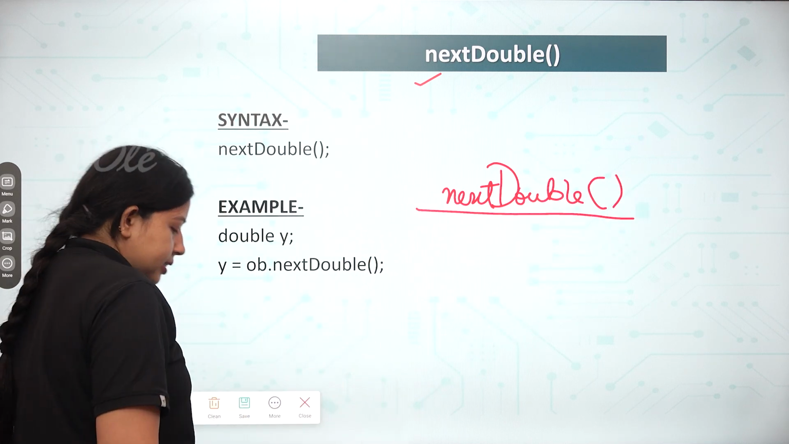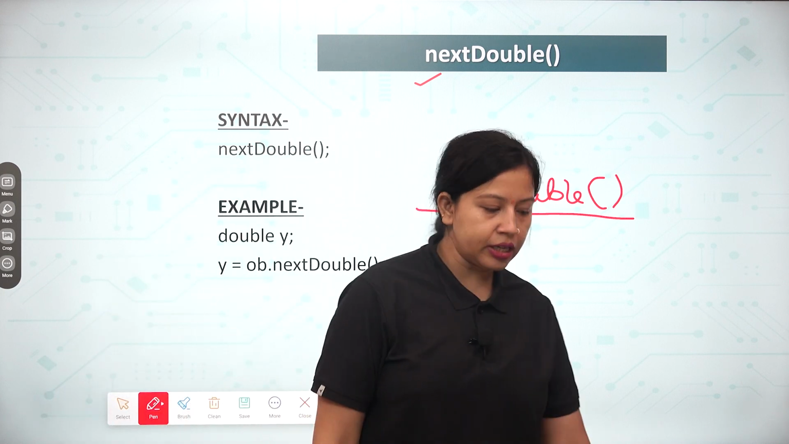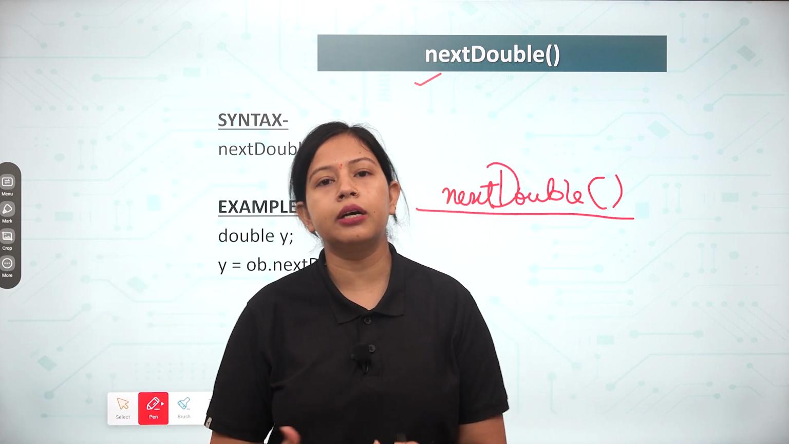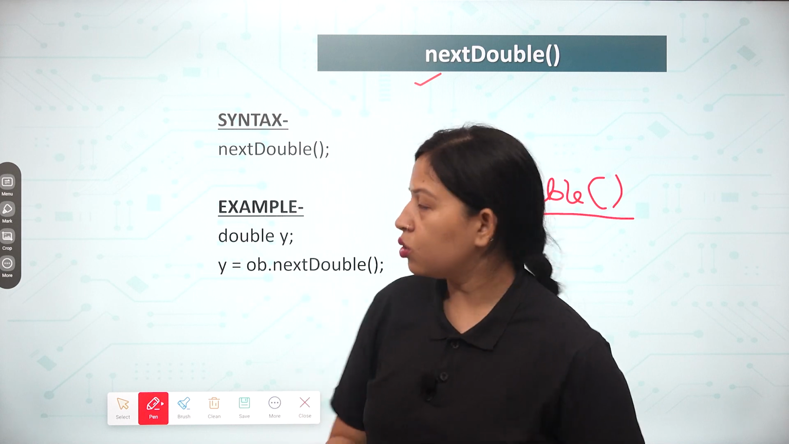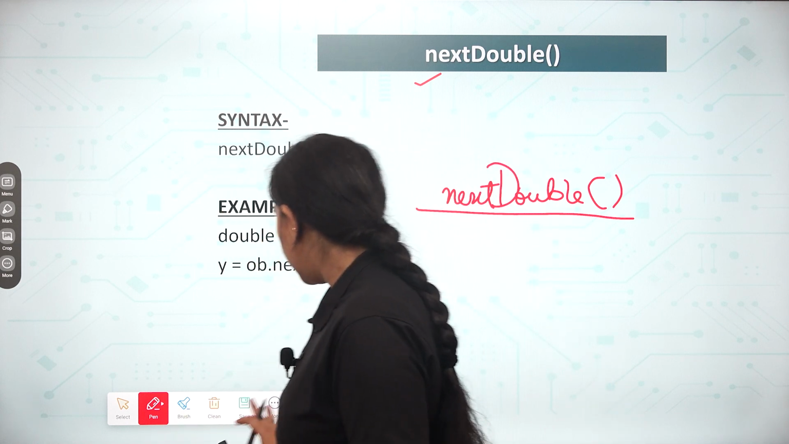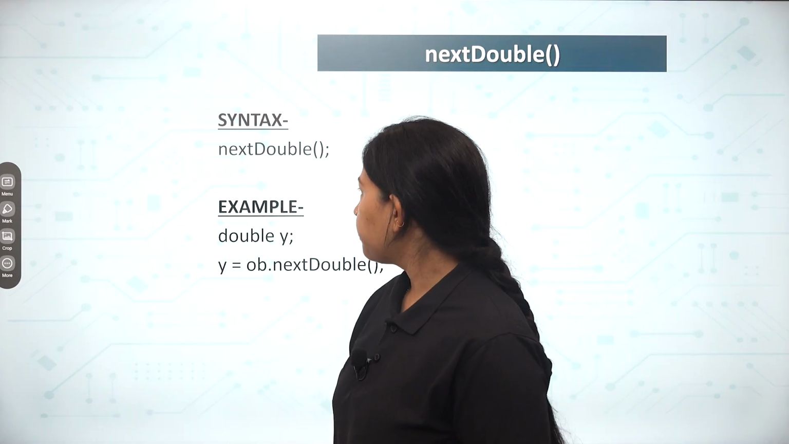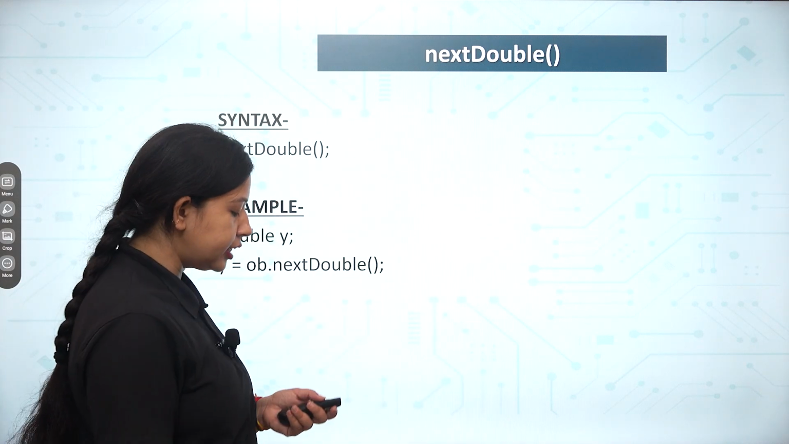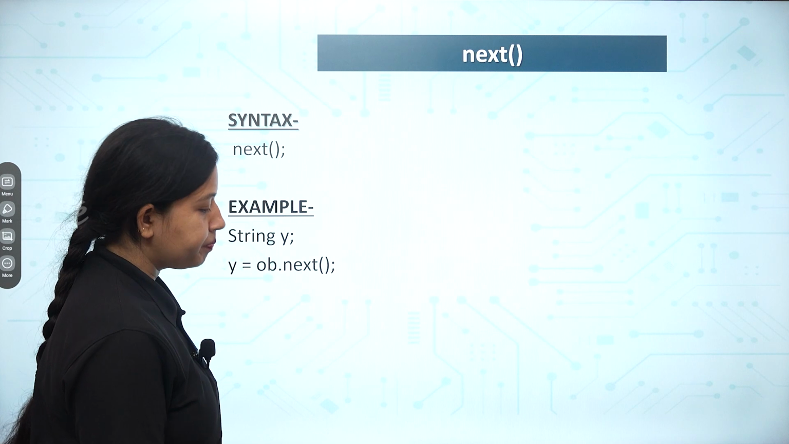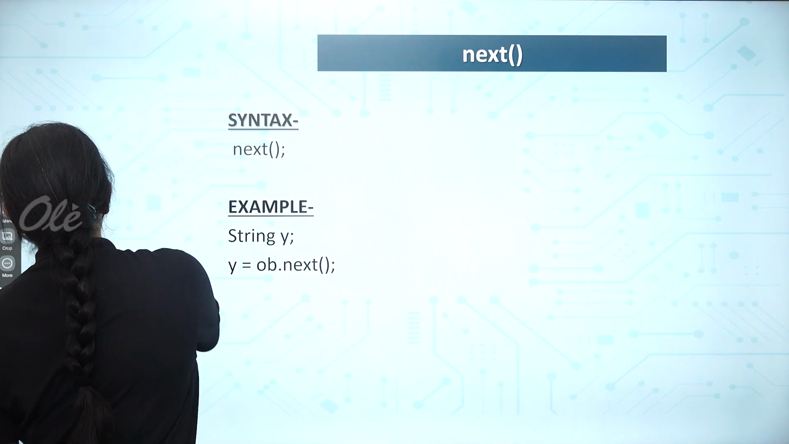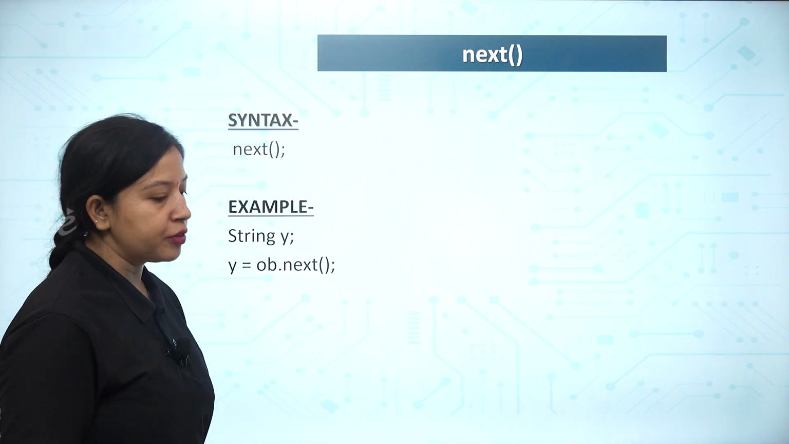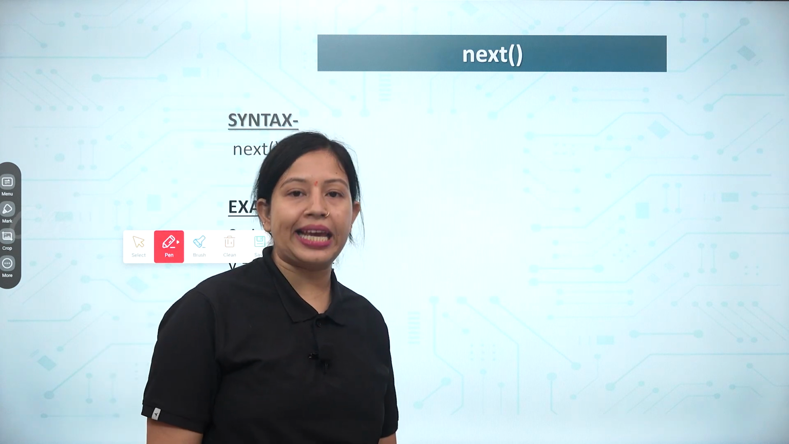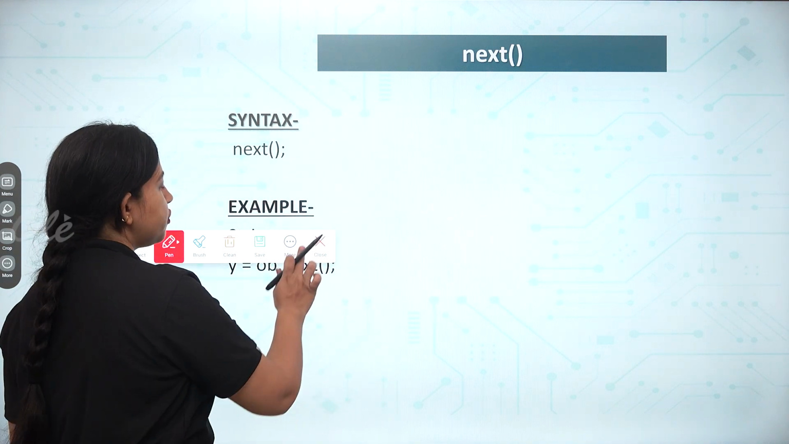Clear? nextDouble is one of the important ones because we generally use the double data type in the program. So don't forget about that. Alright. You just simply remember the important functions which we generally use in the program. Now this is quite an interesting one, where we have the next. So what is the use of next in that?